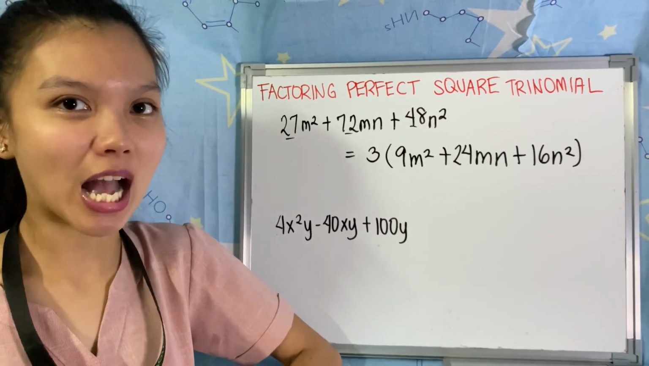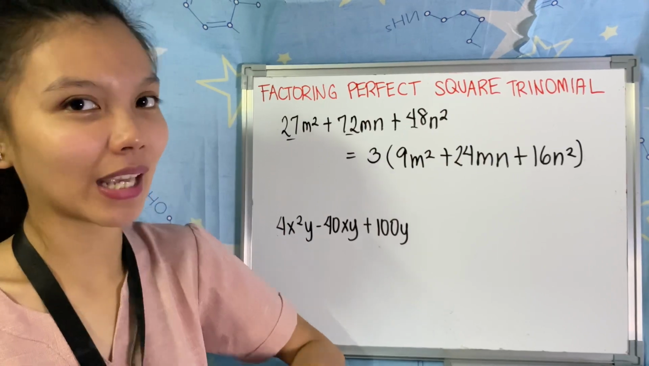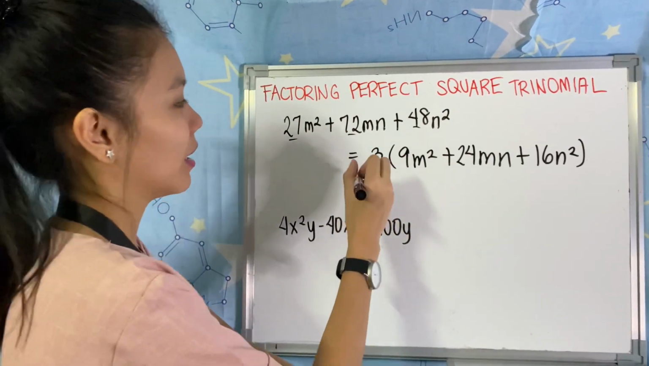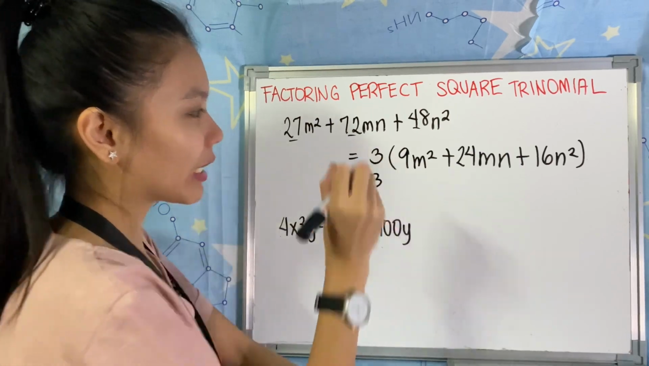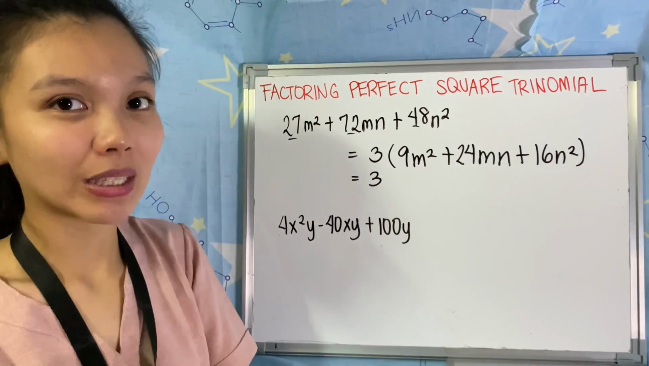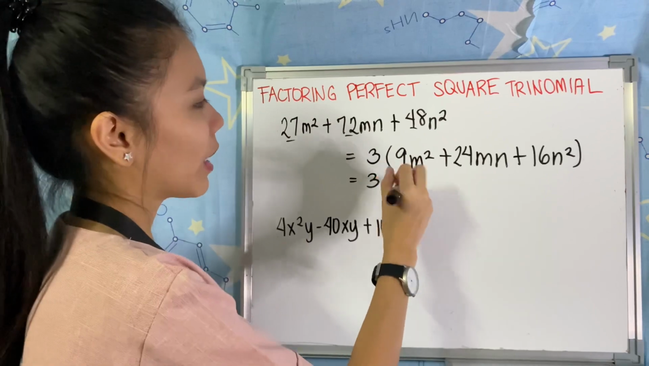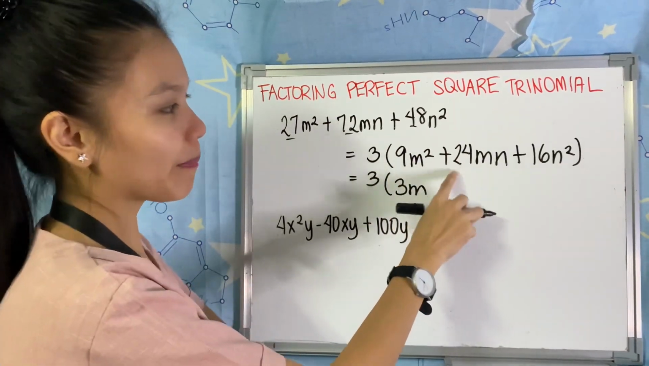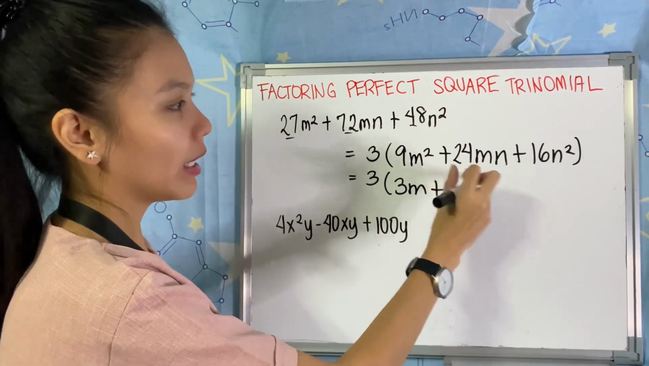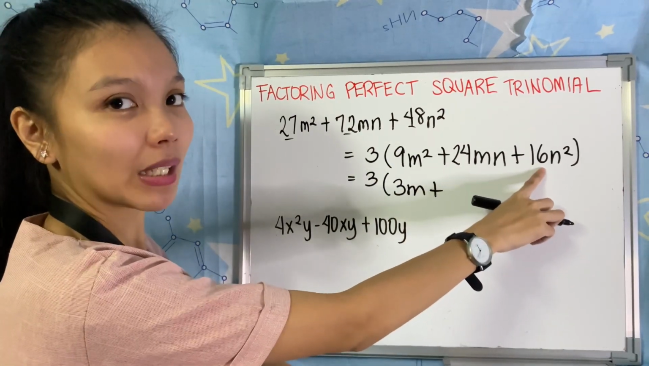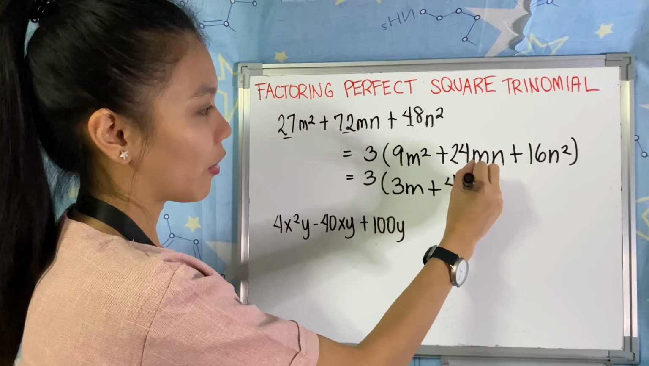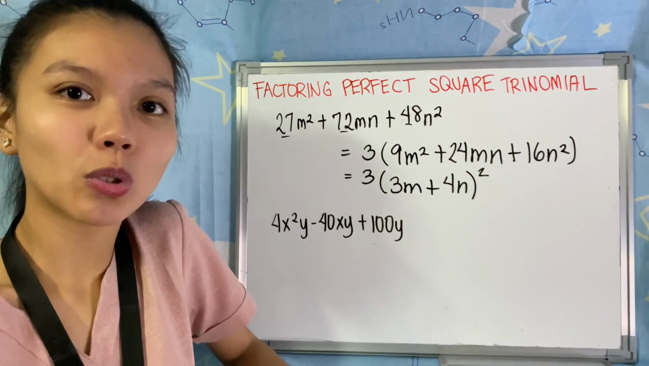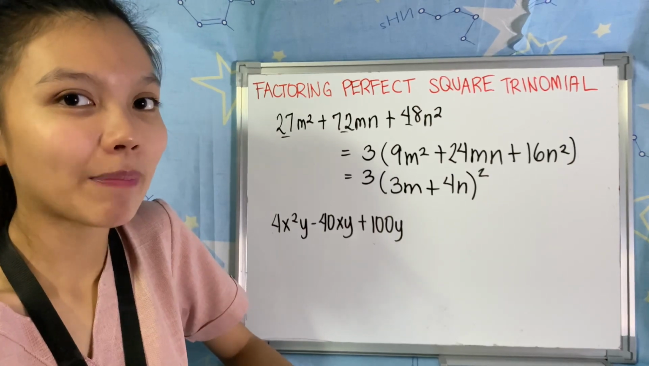Pwede na natin siyang i-factor gamit ang ating step sa pagpa-factor ng perfect square trinomial. So wag niyo lang kakalimutan na ilagay yung na-factor out natin. So the square root of 9m squared is 3m. Copy the sign of the middle term and get the square root of the last term, which is 4n raised to 2. Huwag kakalimutan yung raised to 2 dahil siya ay square of a binomial.